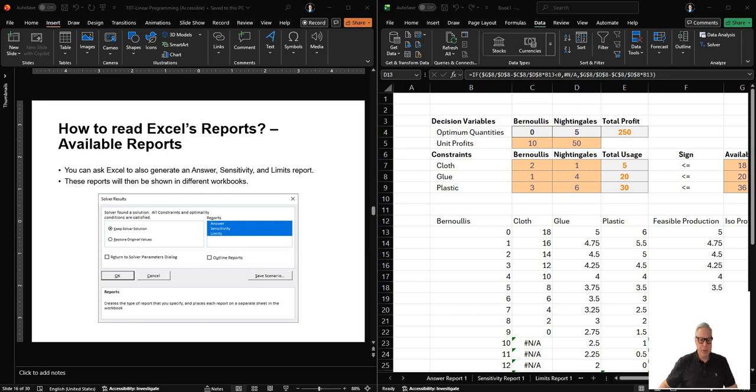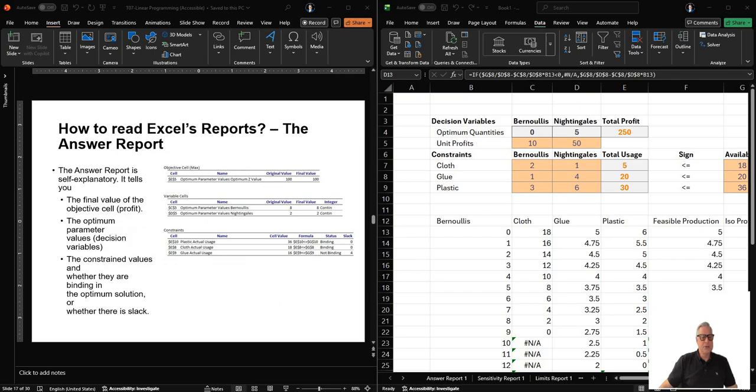All right, let's continue with the available reports that Excel Solver will generate, and those are the answers, the sensitivity, and the limits report. And the easiest is really the answer report. So what it tells you is, and let me go back to the original setting.